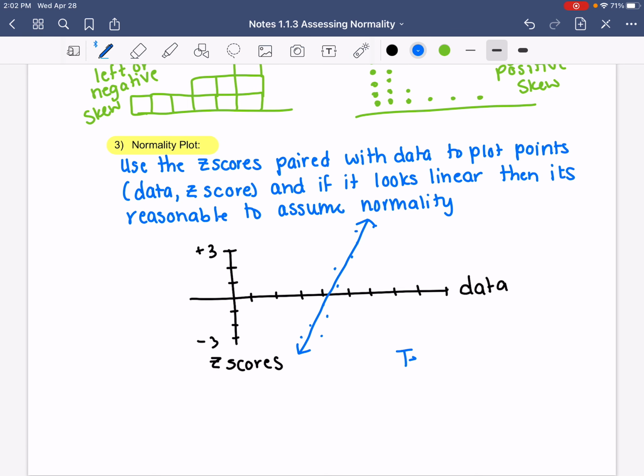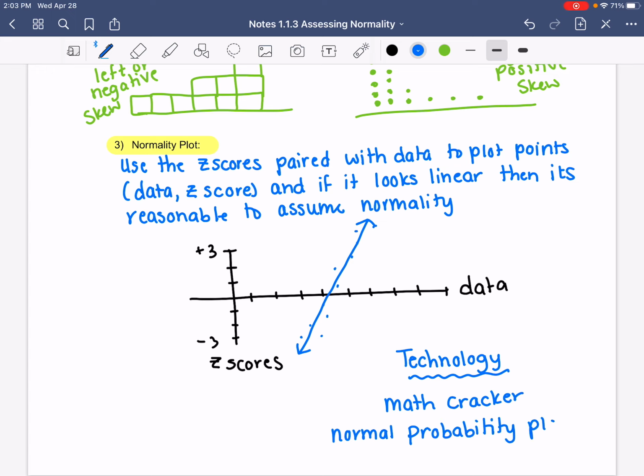We're going to have to use technology to do this for us. You'll normally use our TI-84 calculators. The website I found was called Math Cracker, and it was just the normal probability plot maker. That will do it for us. Okay, so let's go look at our last example we're going to do, which is example 4. We're not going to do example 3 or example 5. We're going to do example 4 on page 35.